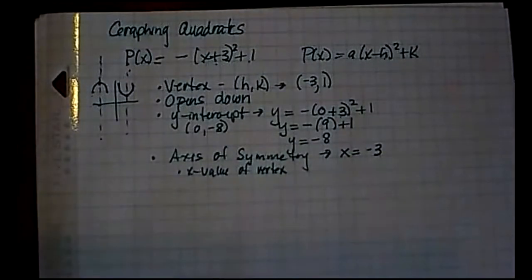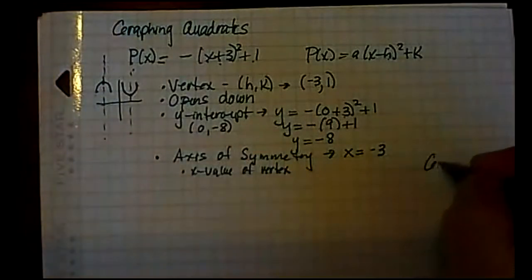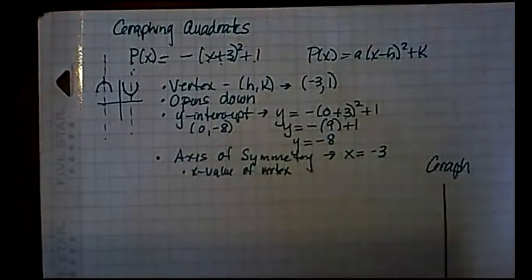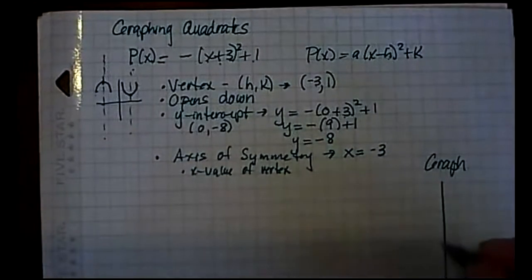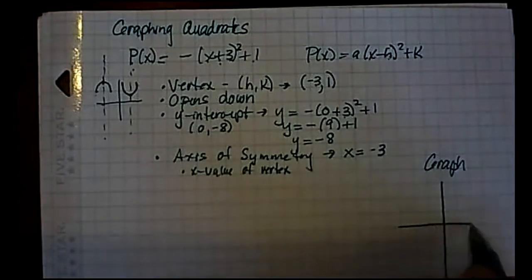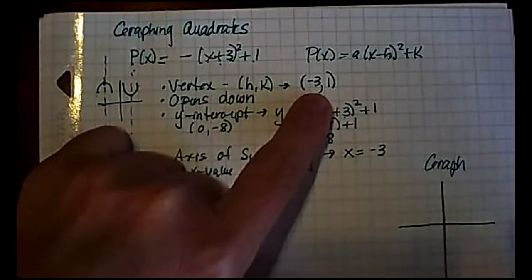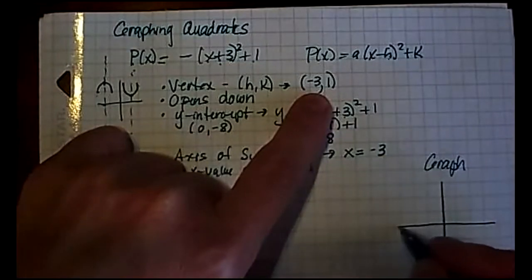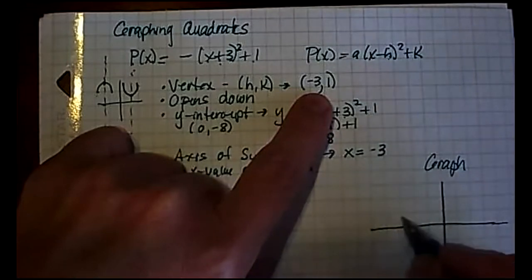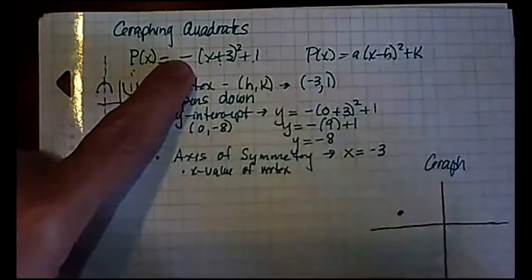And then let's go ahead and take a look at the graph. So let's graph it over here with the information that we have. All right, so something like this. Our vertex is (-3, 1). So that's where we're going to plot the point. Negative 3, negative 1, 2, 3, positive 1. So that's our vertex. We know it's going to open down. So we know it's going to go down like this.